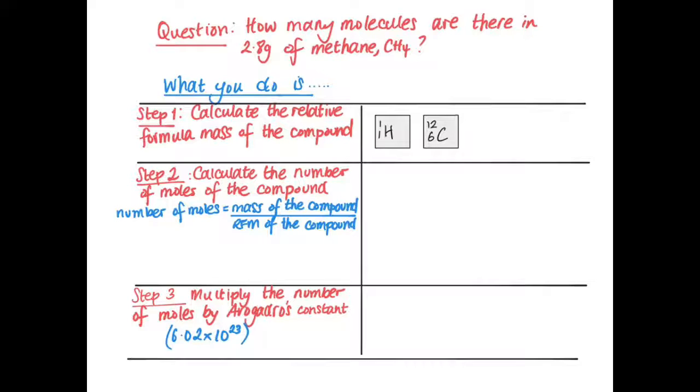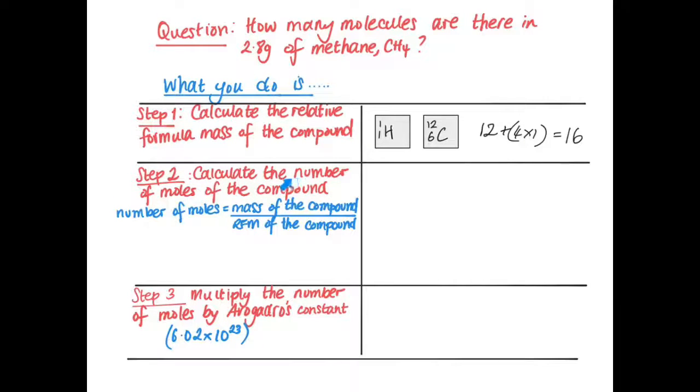The first step is you need to calculate the relative formula mass of the compound, and you do that by adding the relative atomic mass of the elements in the compound, remembering that the relative atomic mass of an element is the larger of the two numbers. So the relative formula mass of methane is 1 carbon, which is 12, and it's got 4 hydrogens, so it's plus 4 times 1, because the mass of hydrogen is 1. So the relative formula mass of methane is 16.